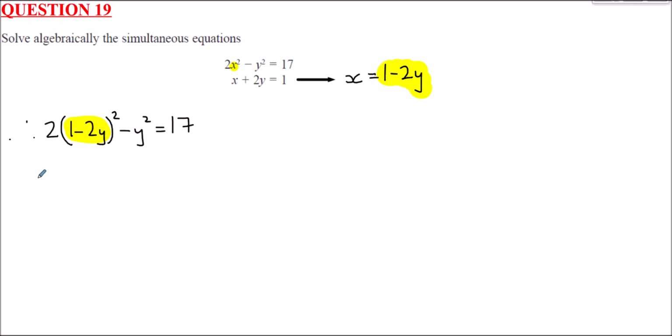Next we need to expand these brackets. So we can have 2 lots. 1 squared is just 1. We then multiply the 1 and minus 2y together and double. So 1 times minus 2y is minus 2y. Double that gives us minus 4y. Then minus 2y squared, minus 2y times minus 2y gives a positive 4y squared. And of course minus y squared, that equals 17.